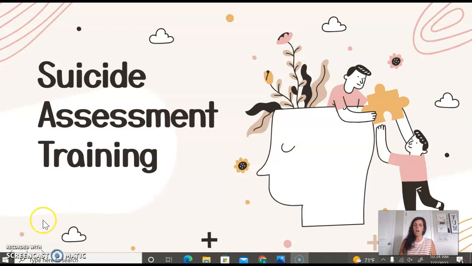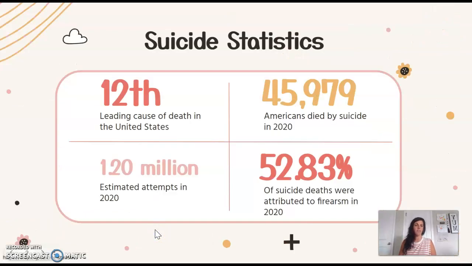So to start off, I just wanted to briefly reflect on why it's important to have some knowledge around suicide assessments. The current stats I pulled from 2020, there wasn't really anything much more current. It's indicating that it's the 12th leading cause of death in the United States. Just over 45,000 Americans died by suicide in 2020. It's estimated that there were over 1 million attempts in just 2020, and that of the suicide deaths, over 50% were attributed to firearms.